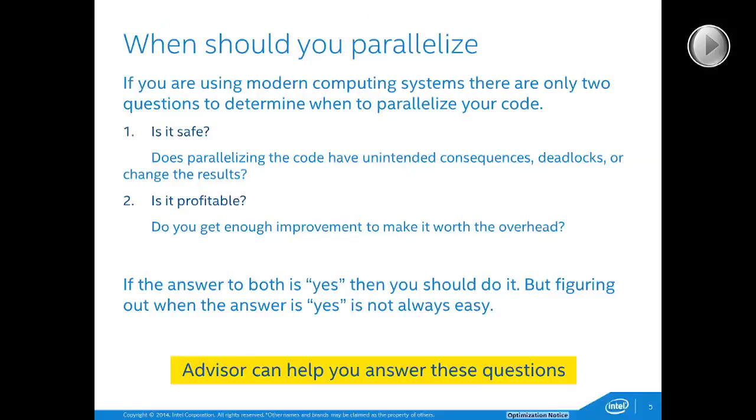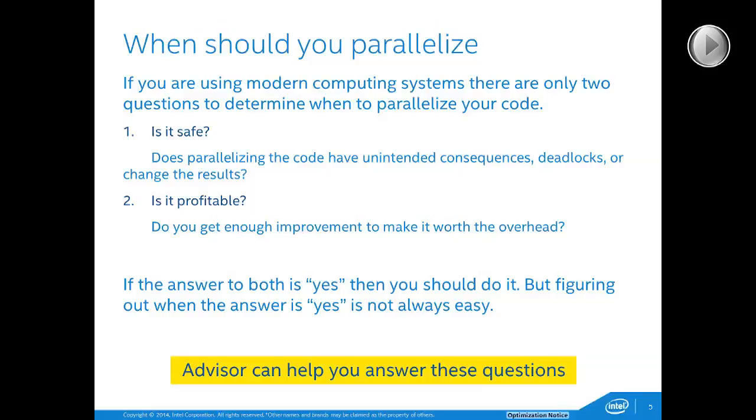So there's really only a couple of questions you have to ask yourself if you're trying to decide whether to parallelize your code in general. And the first question has to be, is it safe? If I parallelize this portion of my code, am I going to get what I expect? Am I going to have data races? Am I going to have deadlocks? Am I going to accidentally change the results? Is it safe for me to make this parallelization here? And second of all, is it profitable?